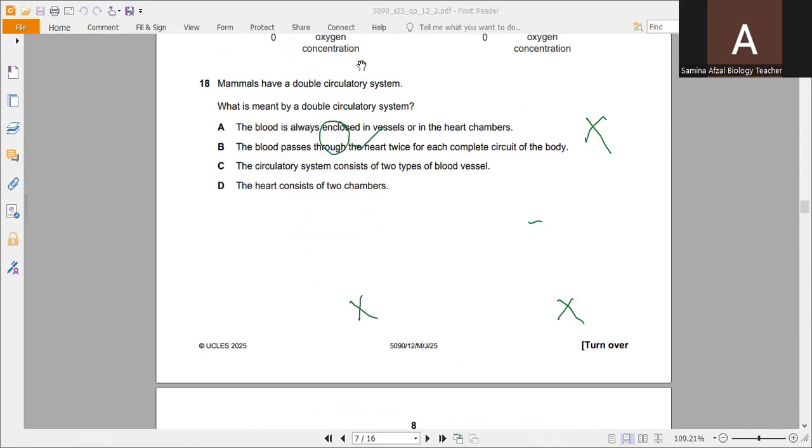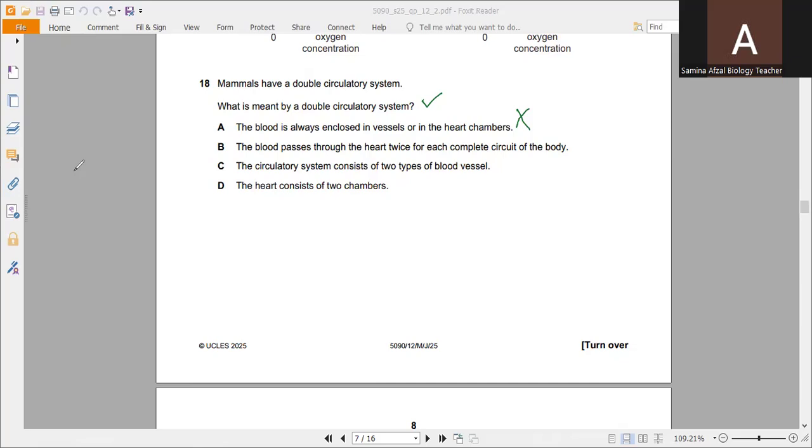Question number 18 is: mammals have a double circulatory system. What is meant by a double circulatory system? The blood is always enclosed in vessels or in the heart chambers? No, this is not the reason. It is related with the double circulation.